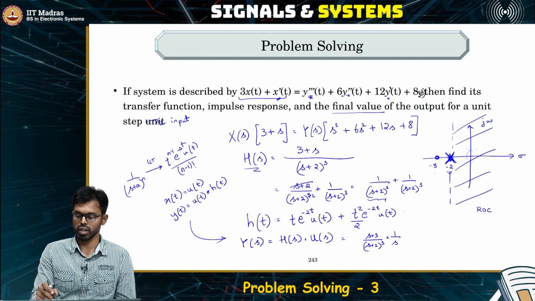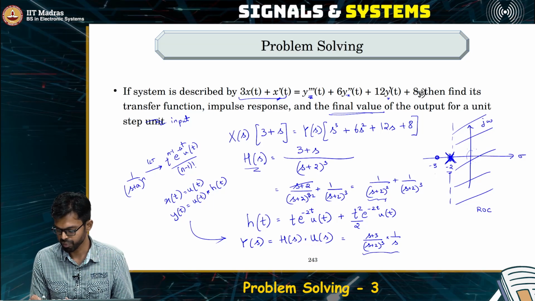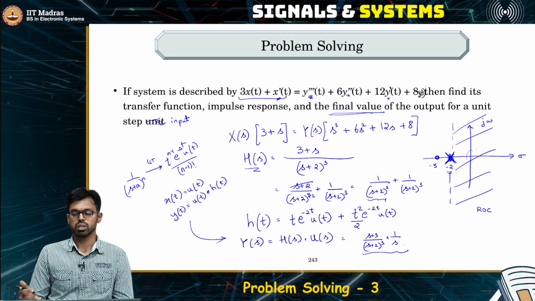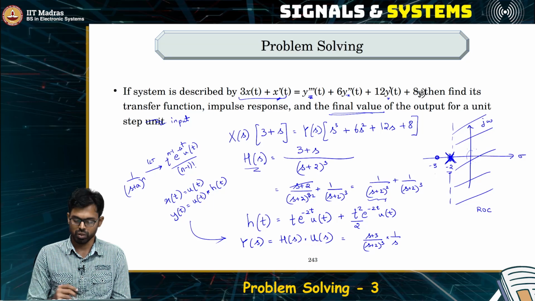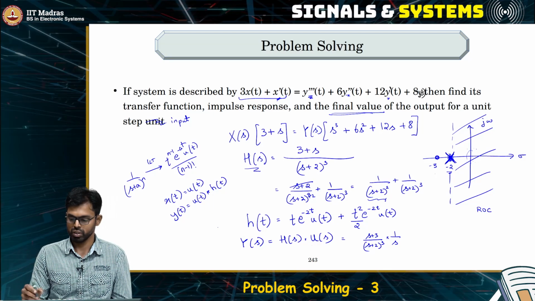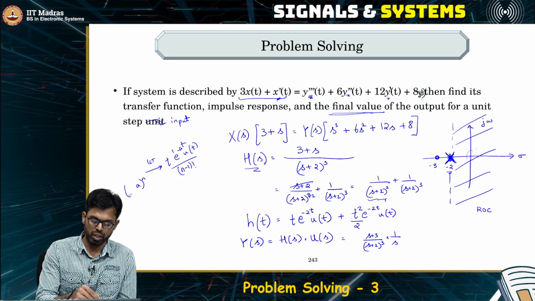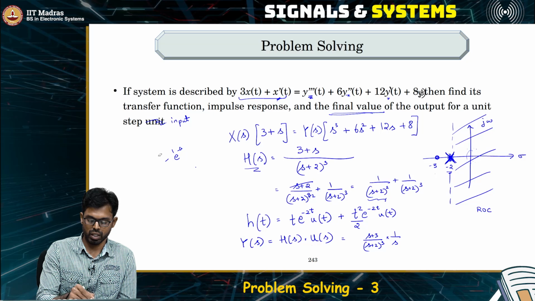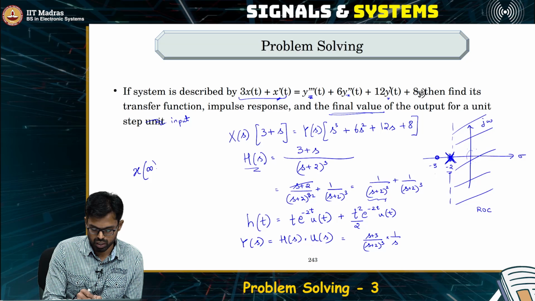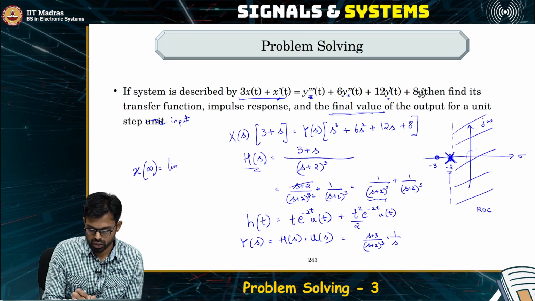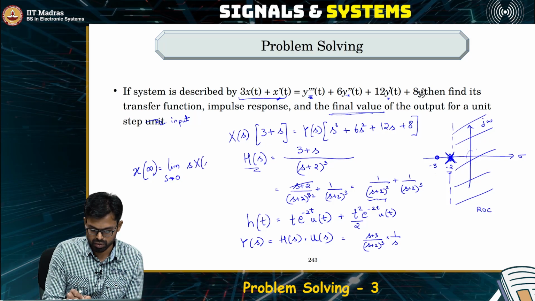Now we want to find out the final value. If you want to find out just the output in the time domain, all you have to do is take the inverse Laplace transform of this expression here. Once again, you have to find the partial fractions expansion and then find out the inverse Laplace transform. Now if we simply want to find out the final value, we can use the final value theorem. So what is the final value theorem? The final value theorem simply states that x of infinity is just limit s tends to 0 of s times X of s.